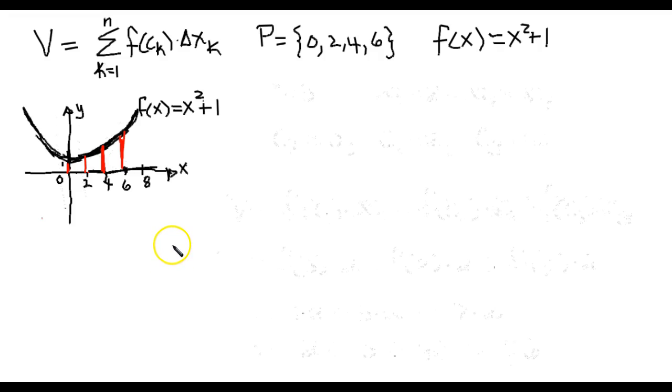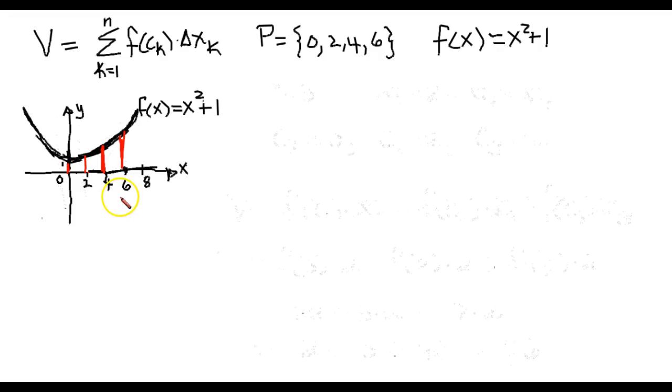So I've drawn a very bad drawing of the graph of f of x equals x squared plus 1. And the red lines that I have here represent the partition that is given, where you start where x is equal to 0, then x is equal to 2, x is equal to 4, then x is equal to 6.